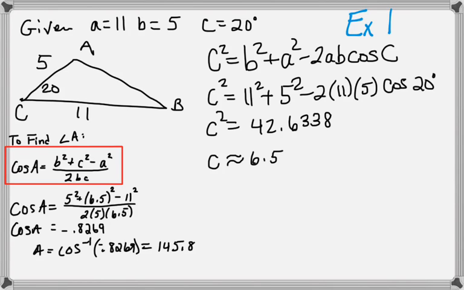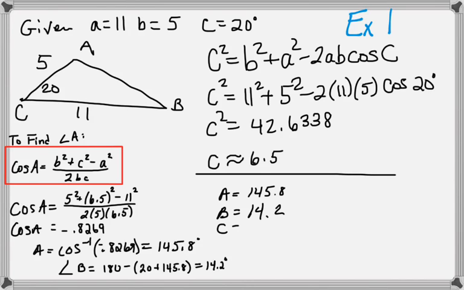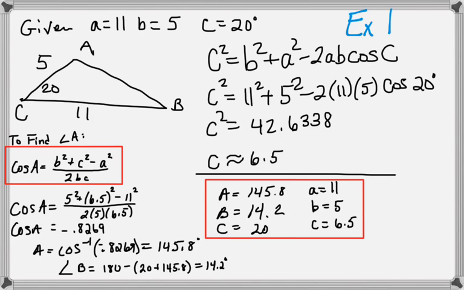To find angle B, I'm going to do like we've always done. You get two angles, add them together, subtract from 180, and that is your remaining angle of 14.2 degrees. And we're pretty much done. We found angle A, we got B, we've got C, we found side length C, and so we have all six elements of my triangle.